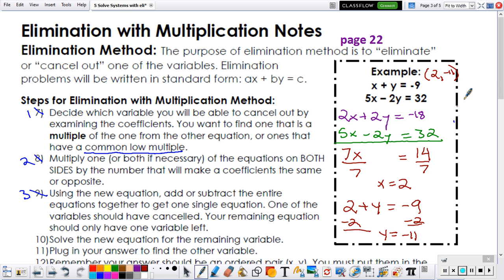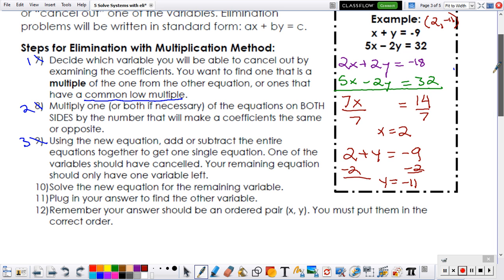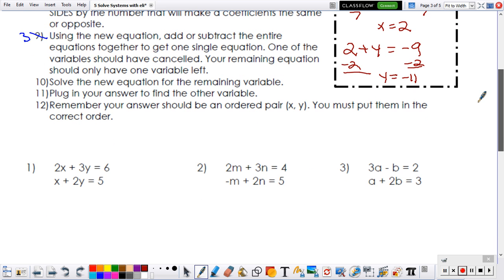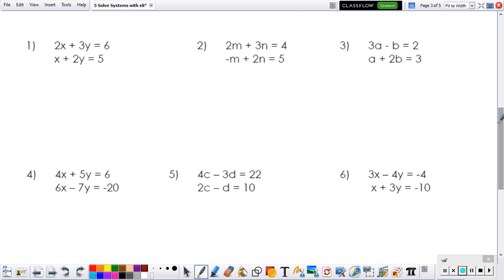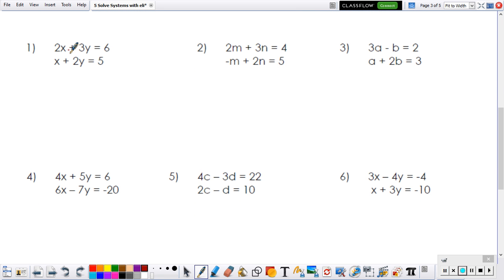So what I want you to do is take a look at the examples below. I'm going to do a lot of them with you, but I'm not going to do every step. I'm going to do, I don't know, a couple. Let's start with number 1. So let's examine the coefficients. We've got 2 and 1, not the same number, not opposite signs. Then I've got 3 and 2, not the same number, not opposite signs.